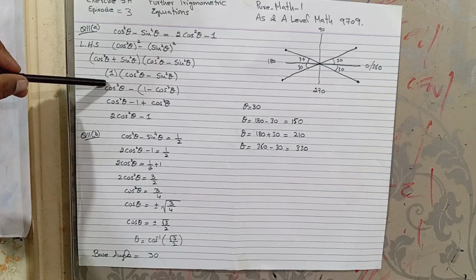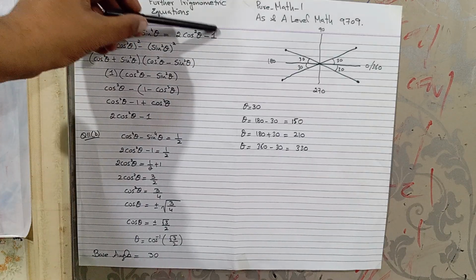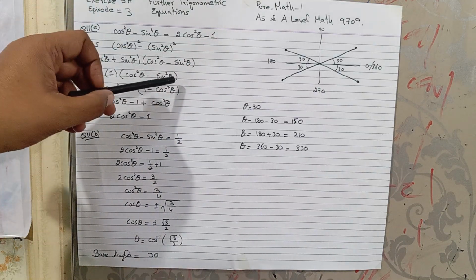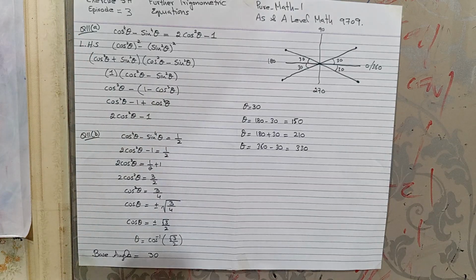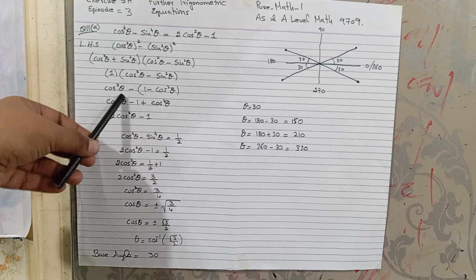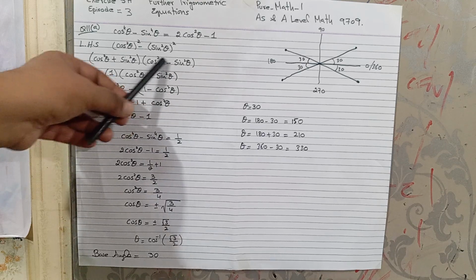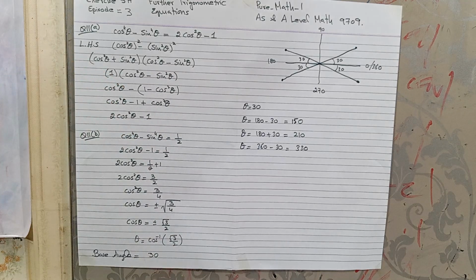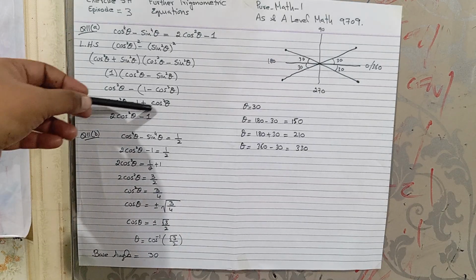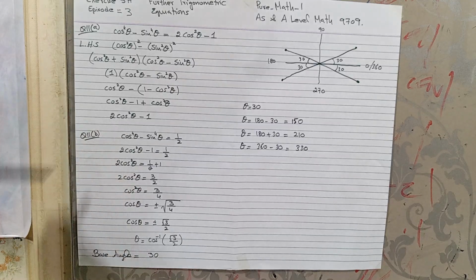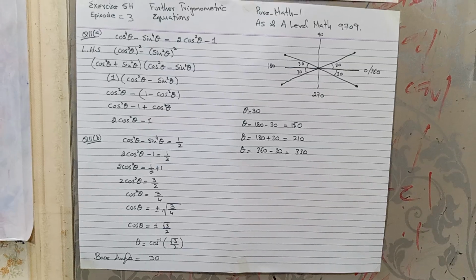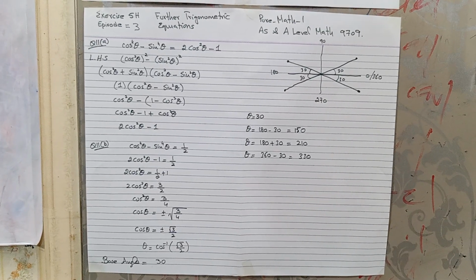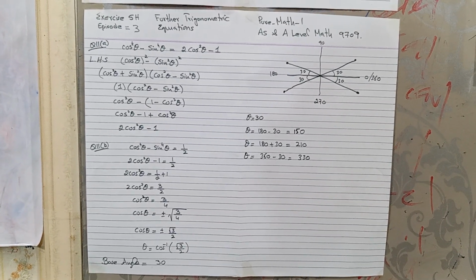So this becomes 1, because the answer you want is only in terms of cos theta. So in this, sin square theta can be replaced with 1 minus cos square theta. So cos square theta comes as it is, minus, in the place of sin square theta, I will put 1 minus cos square theta. So you will have cos square theta minus 1 plus cos square theta. So this becomes 2 cos square theta minus 1. So this is how you will do question number 11 and its A part.